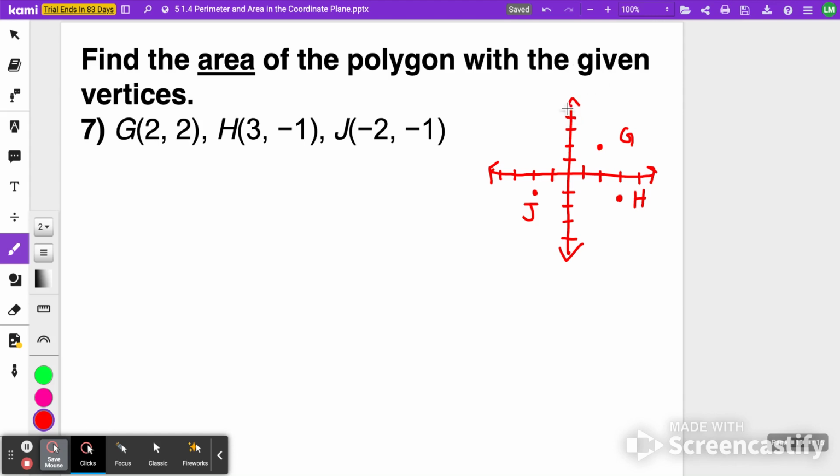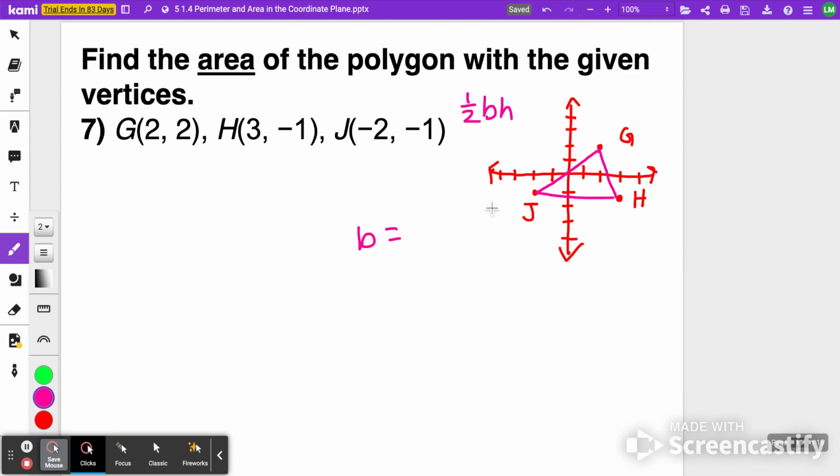All right, so here I have G at (2, 2). I have H at (3, -1), and then I have J at (-2, -1). I am going to go ahead and connect these points so we can see our triangle take shape. Okay. Then we need to find area. Remember, area of a triangle is 1/2 base times height. So I need to find the base first, okay?